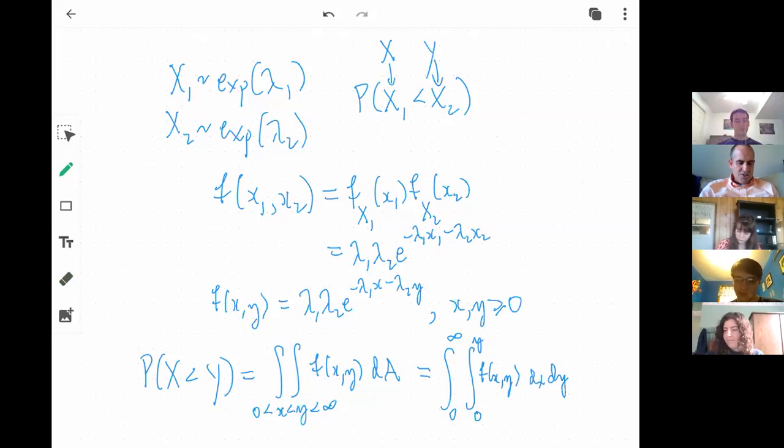Again, probabilities are computed in terms of relationships between two random variables. You need the joint distribution, and then you simply integrate that over the region in question. In this case, x is less than y all the time. That's the region we want to integrate over.